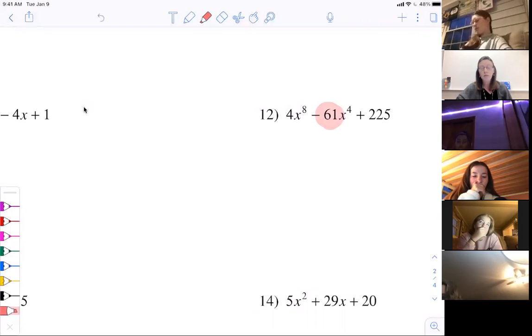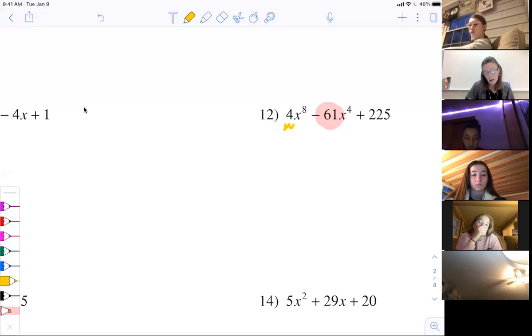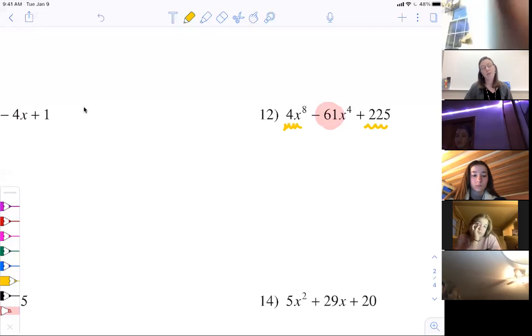So on that factoring flow chart, 3 terms is in the middle of the flow chart, and there's a couple of options. One option is to use AC grouping. Another option is to check if they're a perfect square trinomial. This one has the appearance of a perfect square trinomial because 4 is a perfect square and 225 is a perfect square.